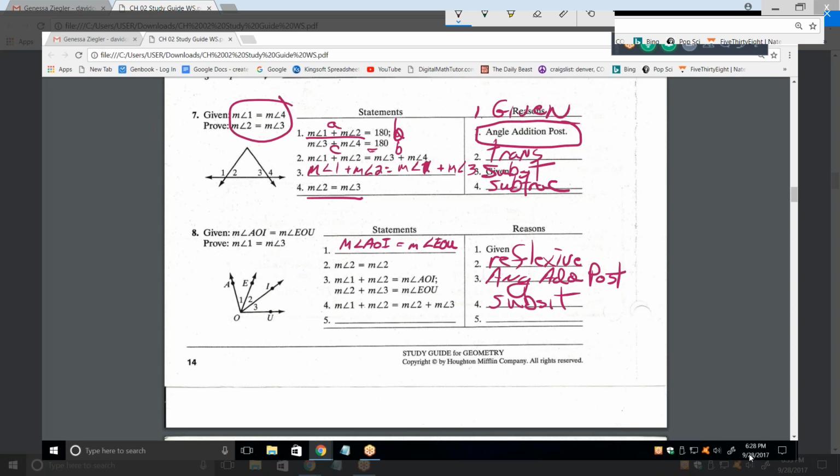And finally, for this one they want both the statement and the reason. What's the statement? That's pretty clever the way they do that, because really you know what one of them is. The statement's always what you're trying to prove, right? The measure of angle 1 equals the measure of angle 3. Now, what's the reason for that? Subtraction. Yeah. Okay.